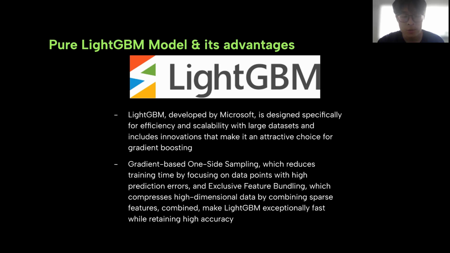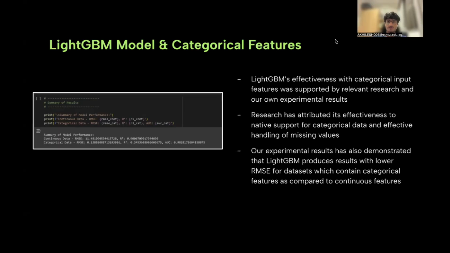So with this approach, we achieved lower RMSE values compared to our ensemble model, proving that LightGBM's inherent strengths can outperform more complex methods when tuned effectively. LightGBM's ability to handle categorical features is one of its most significant advantages.